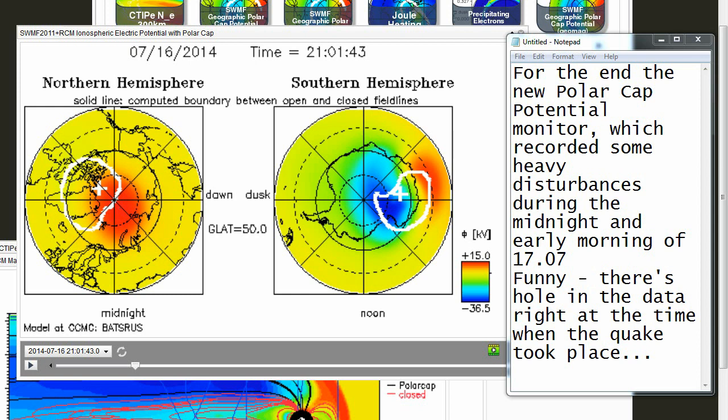For the end, the new polar cap potential monitor, which recorded some heavy disturbances during the midnight and early morning of the 17th of July. Funny, there is a hole in the data right at the time when the quake took place.